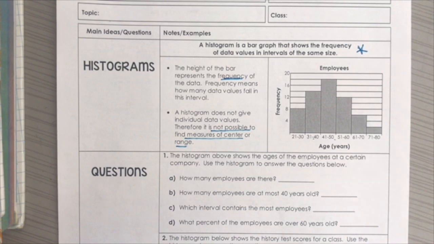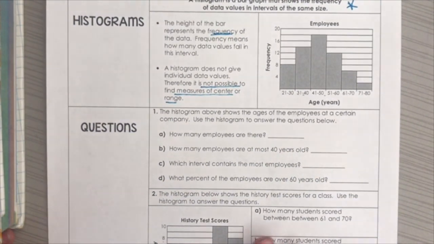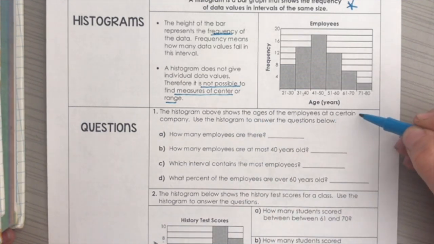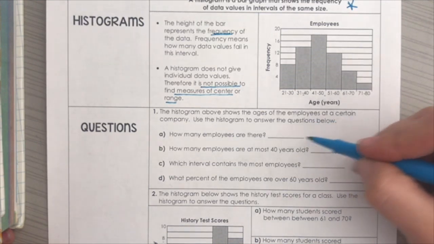Okay, looking at these first few questions. The histogram above shows the ages of the employees at a certain company. Use the histogram to answer the questions below. How many employees are there?